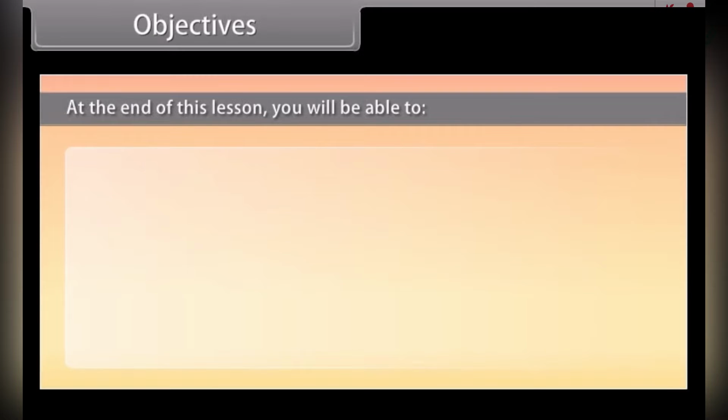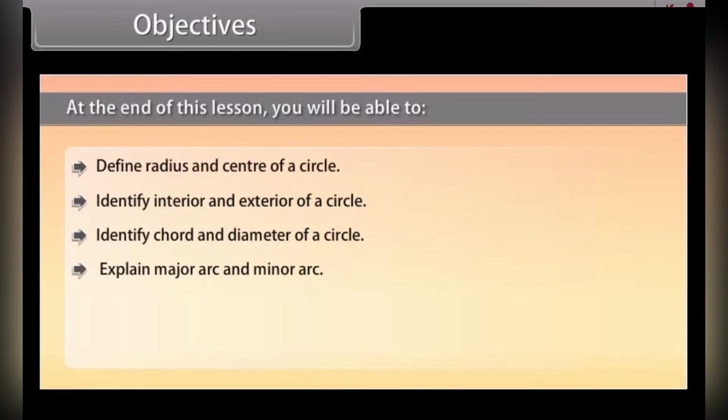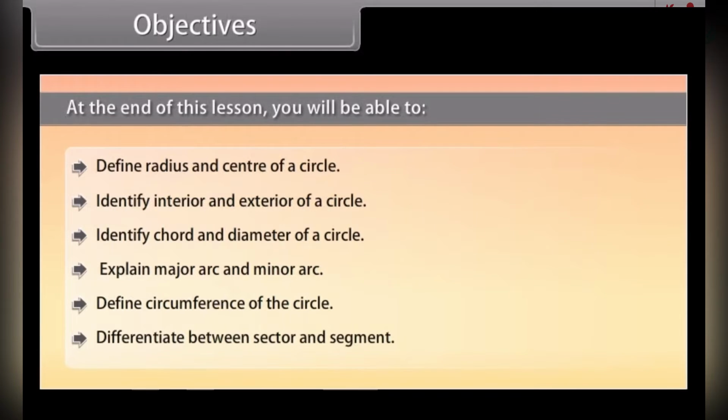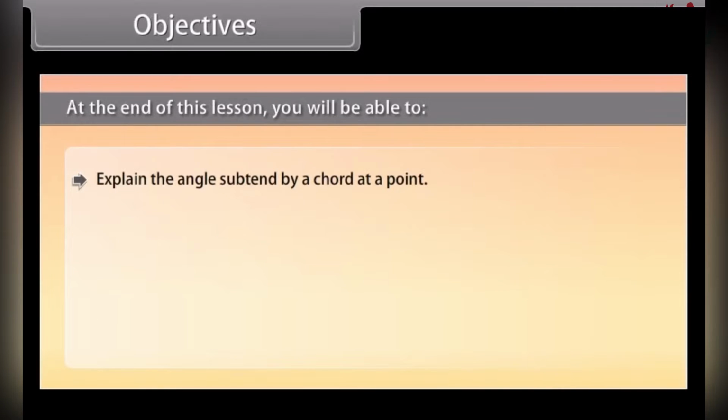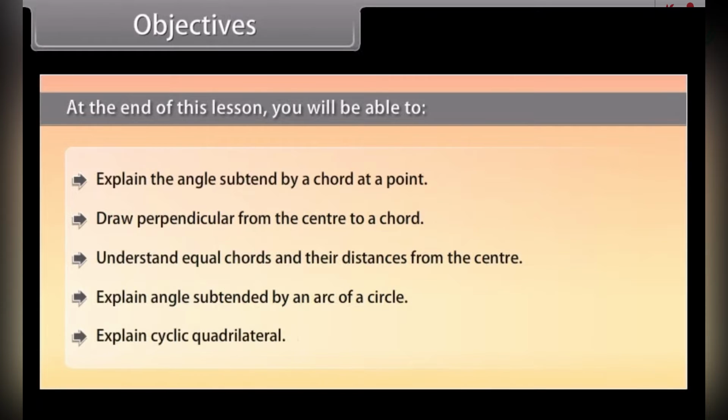Objectives. At the end of this lesson, you will be able to define radius and center of a circle, identify interior and exterior of a circle, identify chord and diameter of a circle, explain major arc and minor arc, define circumference of the circle, differentiate between sector and segment, explain the angle subtended by a chord at a point, draw perpendicular from the center to a chord, understand equal chords and their distances from the center, explain angles subtended by an arc of a circle, explain cyclic quadrilateral.